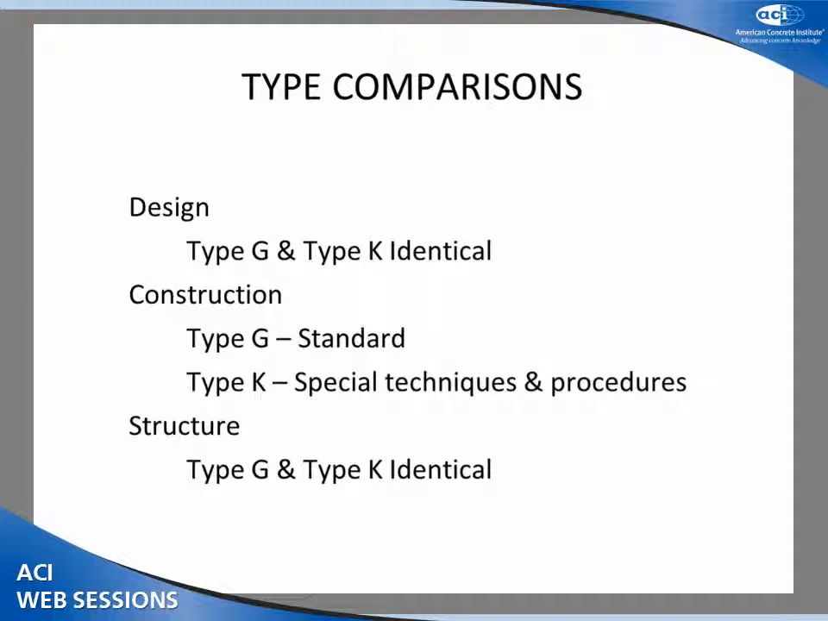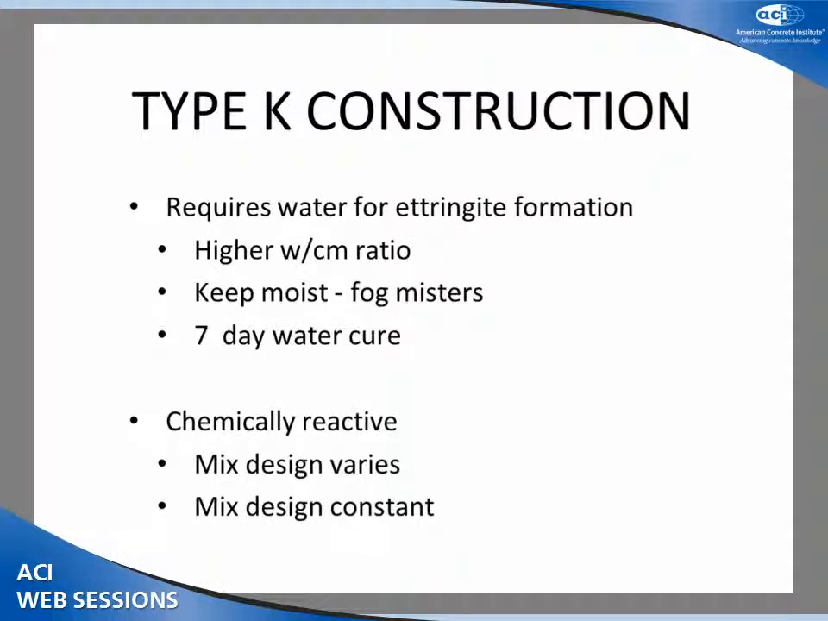Type G concrete construction in accordance with the standard, and I emphasize in accordance with the standard of ACI 223-10R, recommended construction practices will produce a very high quality product. In Type K construction, concrete construction requires special techniques and procedures in order to produce a high-quality product. A Type K concrete mix design will vary from project to project, and the Type K mix designs are project-specific. And once a mix design is determined for a project, it must remain constant throughout the project.